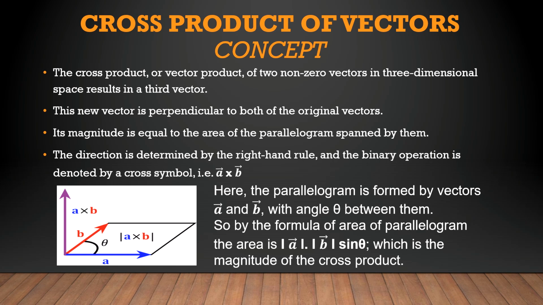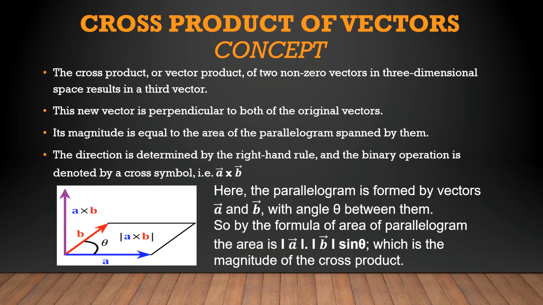The cross product, also called the vector product, is defined only for three-dimensional vectors and it results in a vector. This resultant new vector is perpendicular to both the original vectors. Its magnitude is equal to the area of the parallelogram spanned by them.